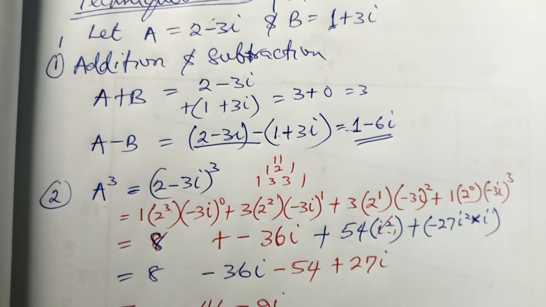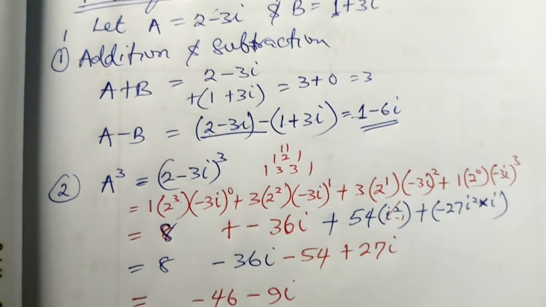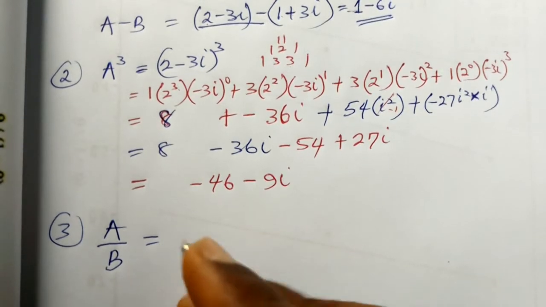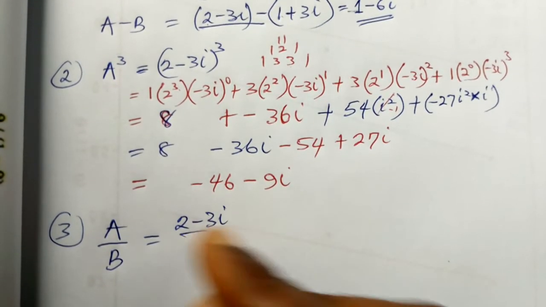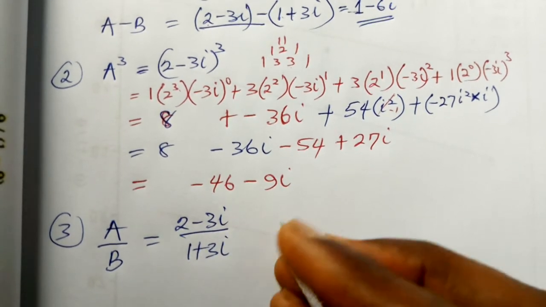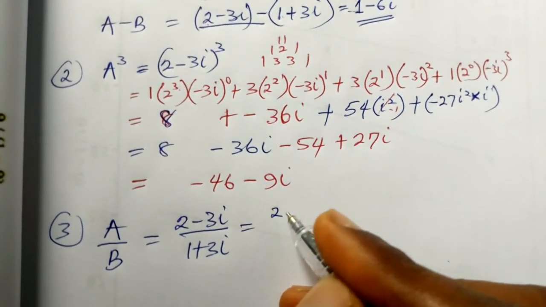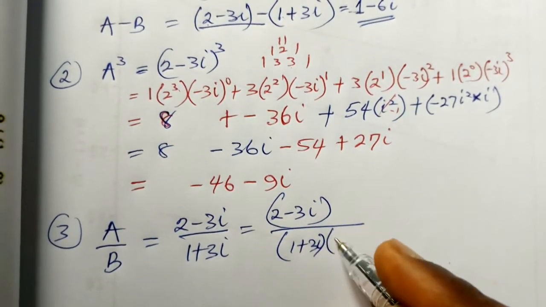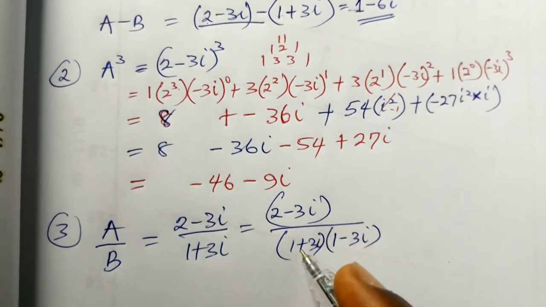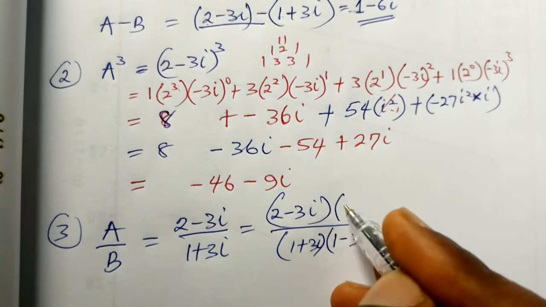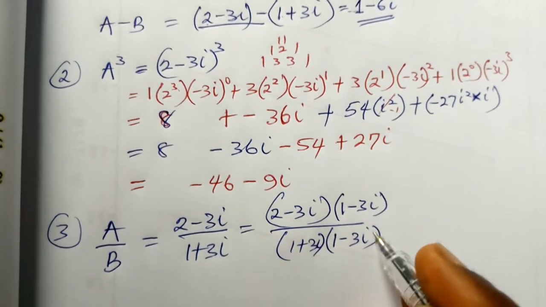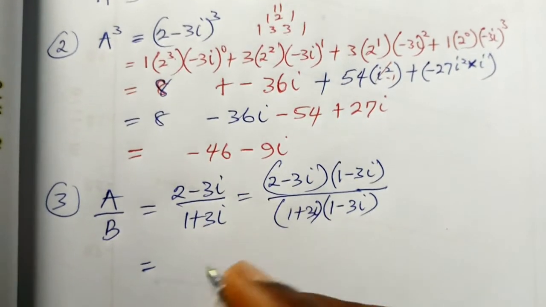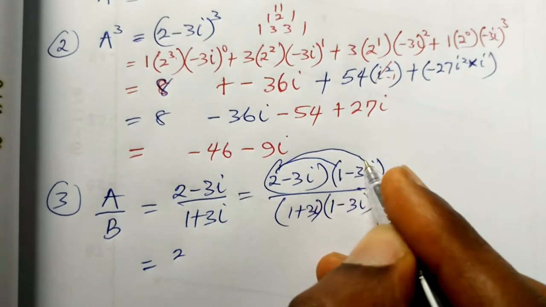Also, let us look at a over b. a over b will give us 2 minus 3i all over 1 plus 3i. In order to do it, you find the complex conjugate of the denominator. The denominator is 1 plus 3i. The complex conjugate is 1 minus 3i, just changing the sign of the imaginary part. You use it to multiply both the numerator and the denominator. And if you do that, you multiply this with that, and so forth.